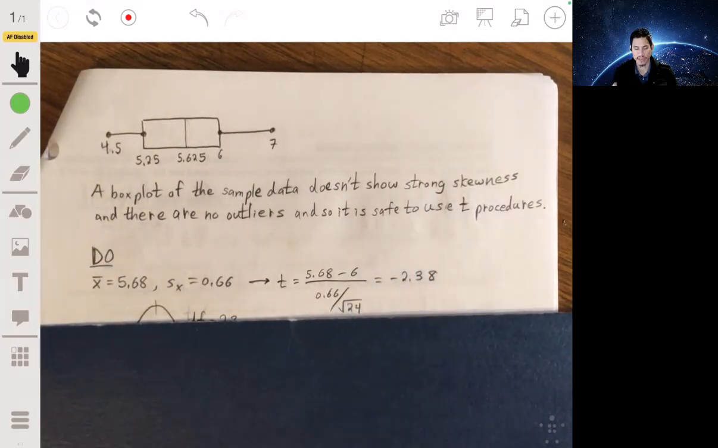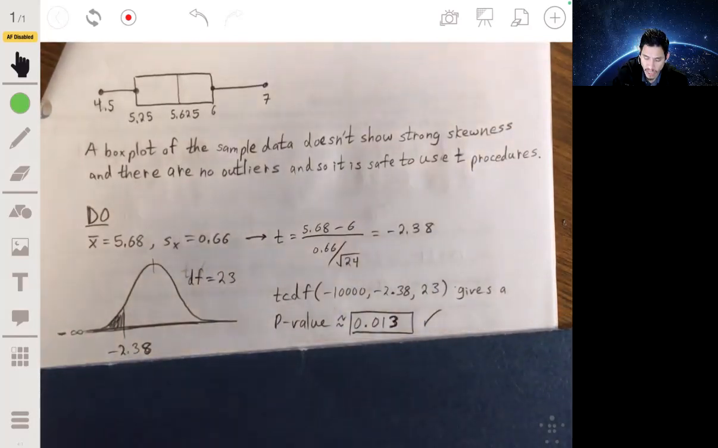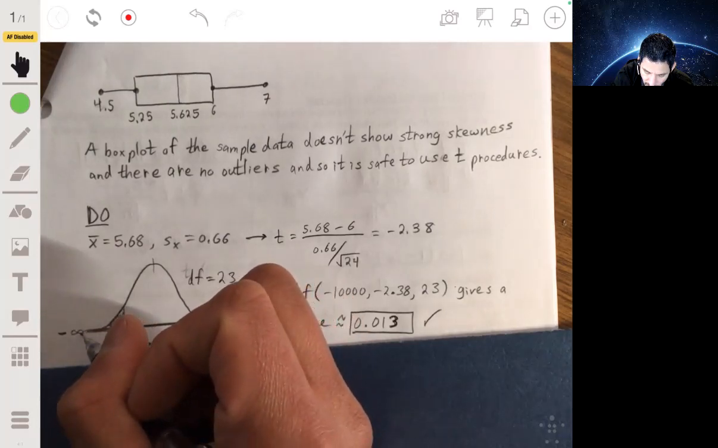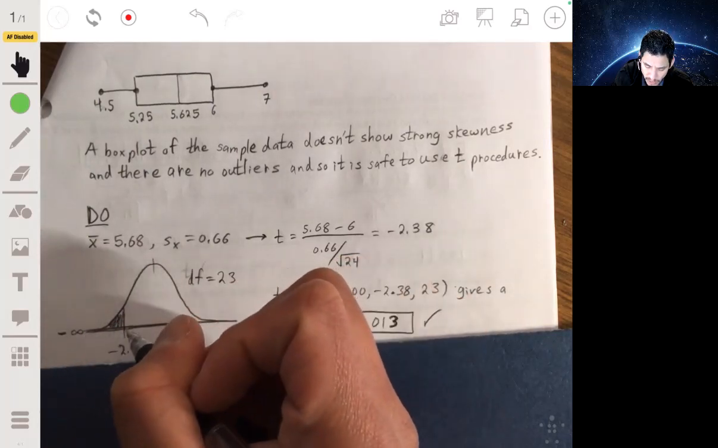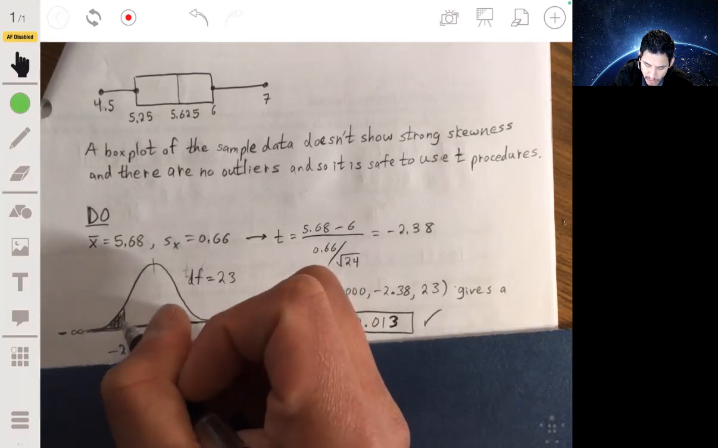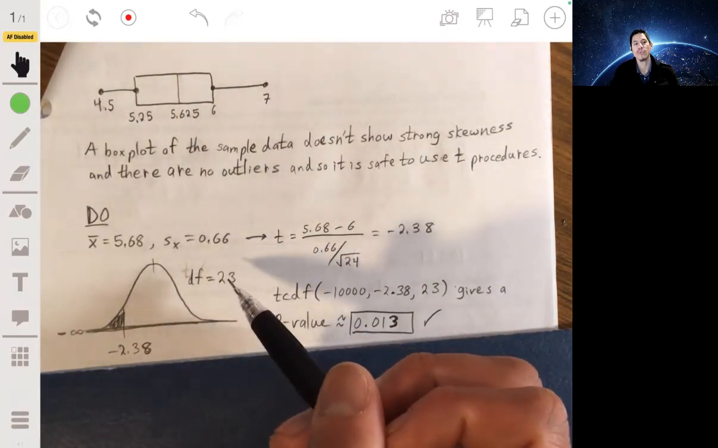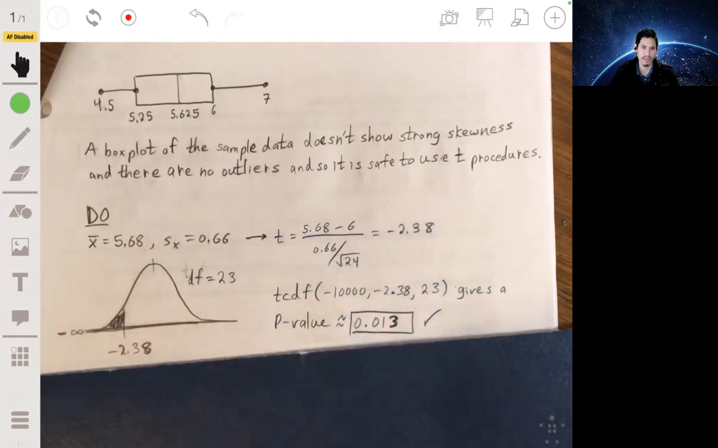Now, since our alternative hypothesis is that the true mean is less than 6, we're going to be looking at the probability value, or the p-value, to the left of our test statistic. So sketch here. We want to go from negative infinity all the way to the left. The lower bound is like negative infinity or negative a billion, whatever, and our upper bound, or the right boundary, is negative 2.38. So we want to see what this area is in a t-distribution with 23 degrees of freedom. Remember, one less than the sample size, 24 minus 1, 23 degrees of freedom.